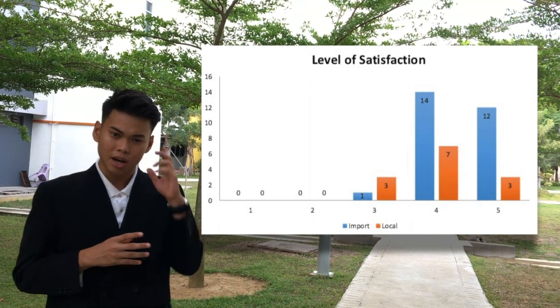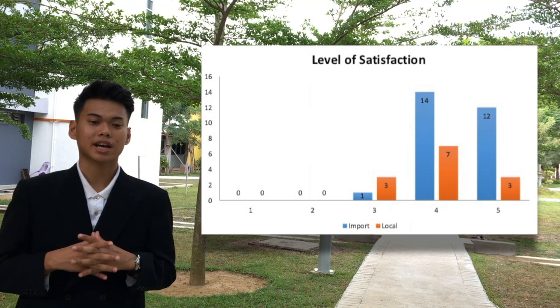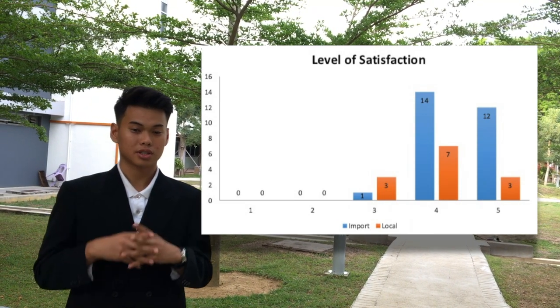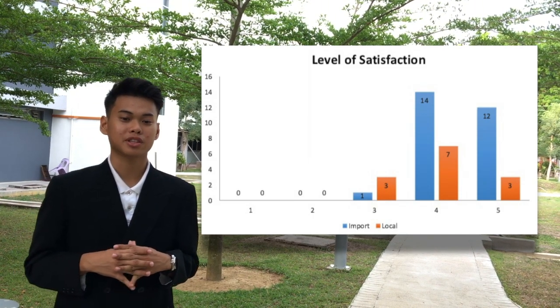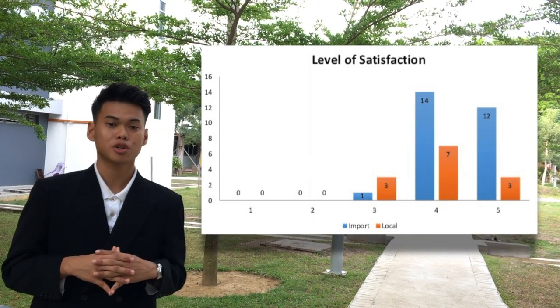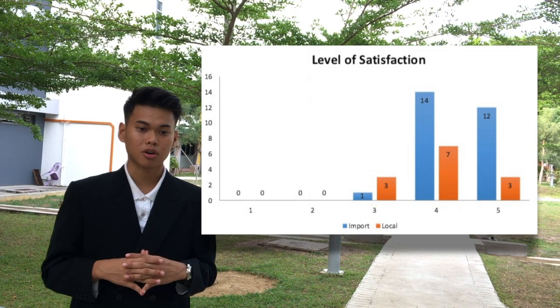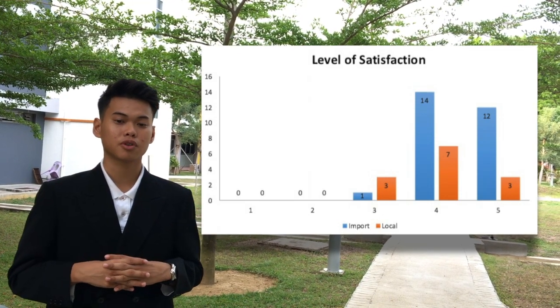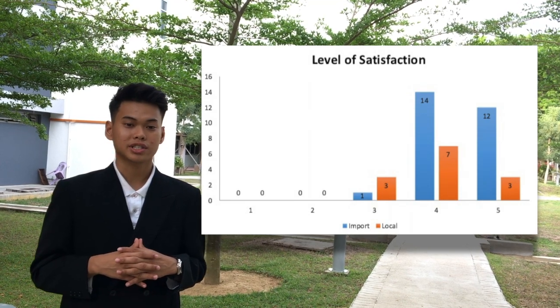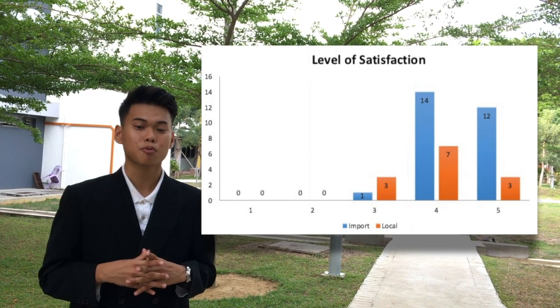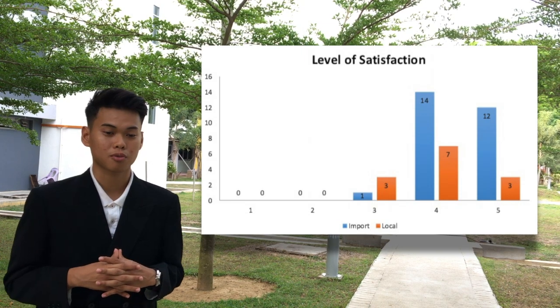For level 3, the number of respondents who vote for local product is higher than import product. It is because the local products are not as good as import products. This might be the reason why the percentage of students who choose import product on level 3 is only 1%. For level 4, the highest percentage of respondents who vote on import product is 40% compared to local product, only 7%. It is clear that the import product users are higher than the local product.